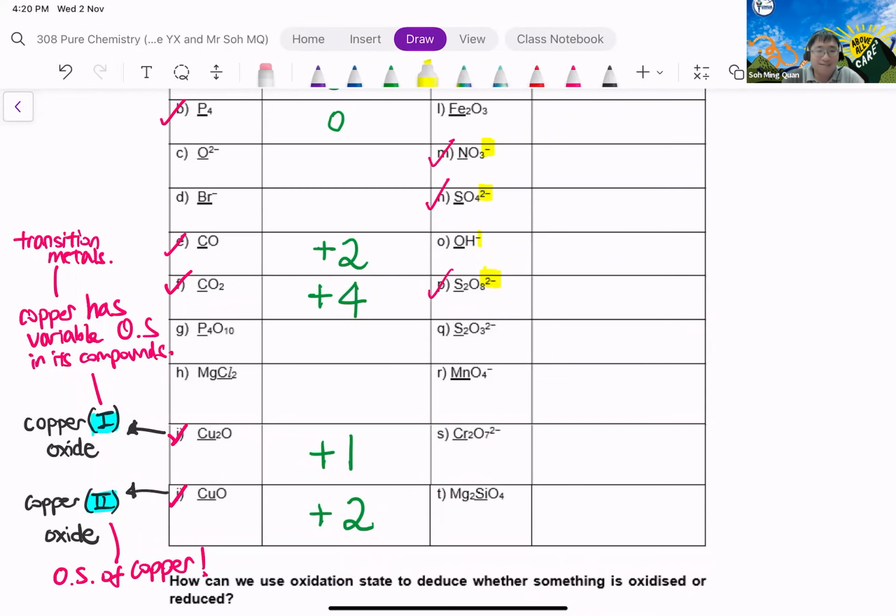Okay, 1 minute more. Let's work on it and be careful, especially when there are negative numbers. You need to be careful with negative numbers.